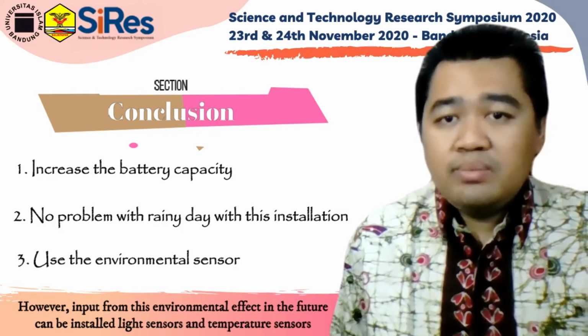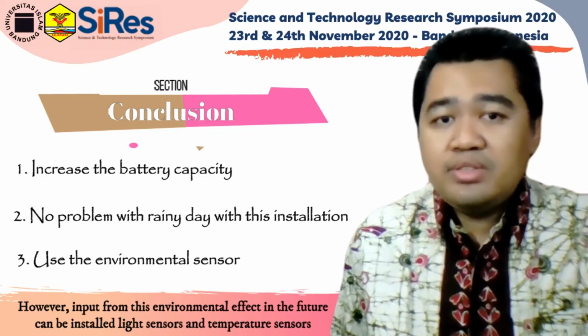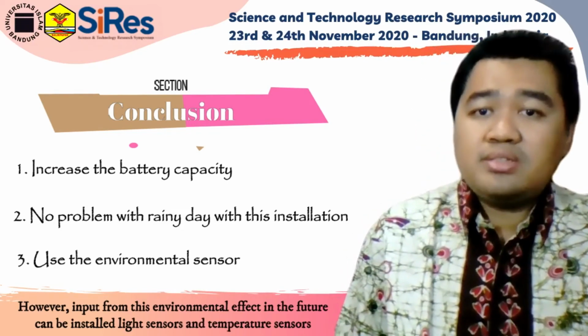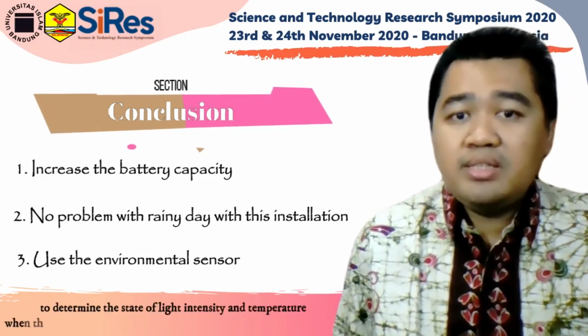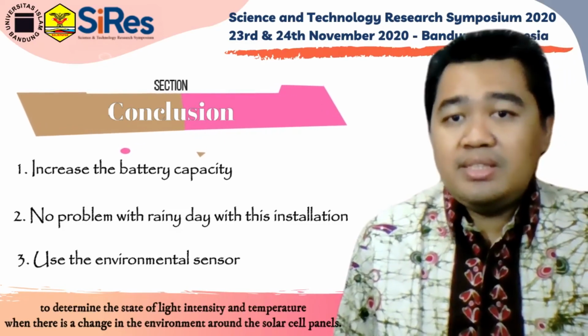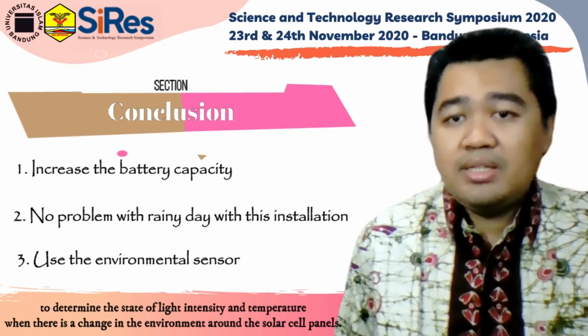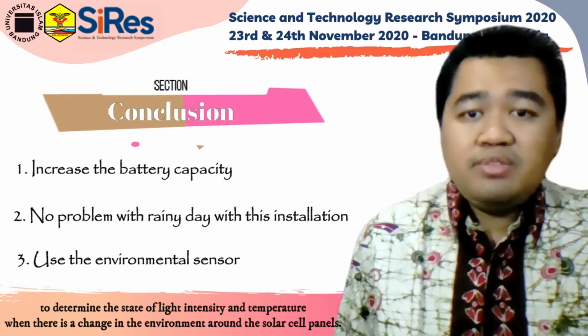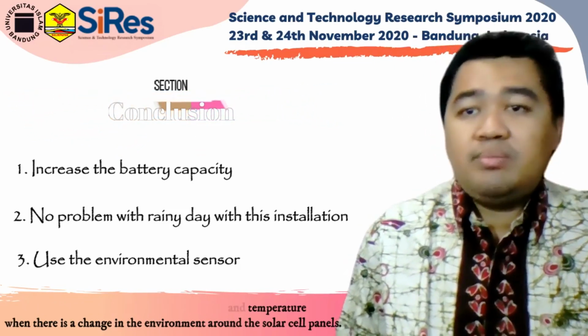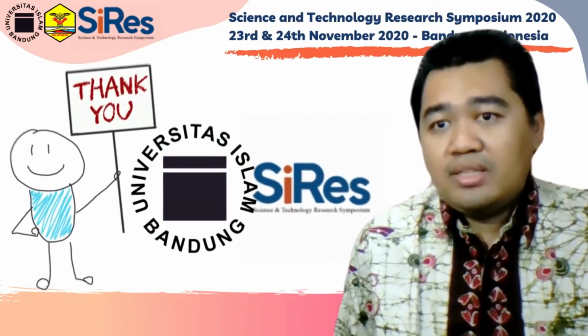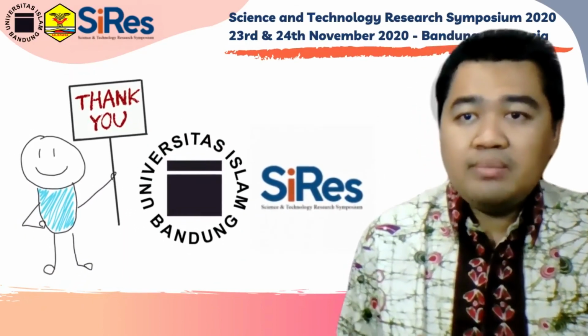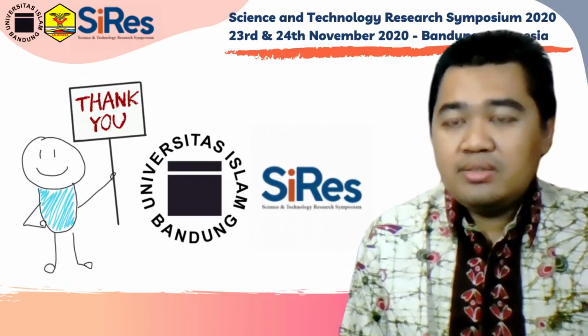However, in the future, sensors such as light intensity and temperature sensors can be installed to determine the state of light intensity and temperature when there is a change in the environment around the solar panel. So that's the last part of my explanation.